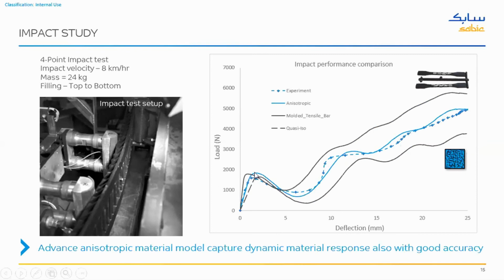And you also see the anisotropic results, which capture the initial stiffness aspect quite well. It could also capture all the drops in the forces because of the contact losses and all those things. The overall behavior falls very well on the experimental line. Again, the two bands, the upper band and the lower band, are more looking into the molded tensile bar or the quasi-iso, which is the same as what we have seen with the static condition, the same behavior that we also see for the impact situation here.